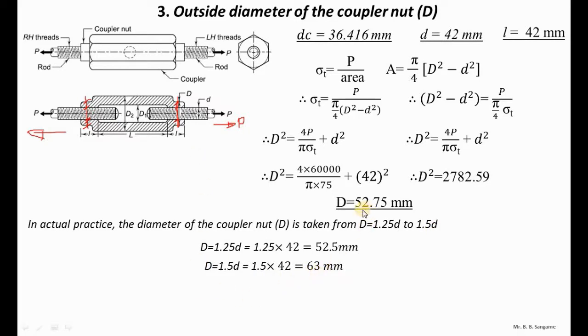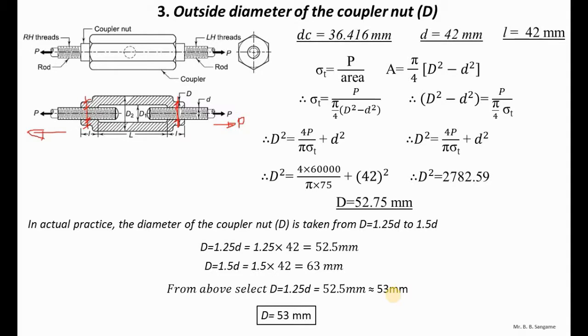Here you can see that the calculated value is 52.75. As per the empirical relation, the first is 52.5 and the second is 63 mm. You can go for the selection by calculation. It is 52.75, and if we round it to the next digit, it will be 53 mm. If we select D equal to 1.25 d by the empirical relation, again it will be 53 mm. So I am going to select this one. I have rounded it to the next digit. So the outer diameter of the coupler nut is 53 mm. Finally we have calculated the outer diameter of the coupler nut.